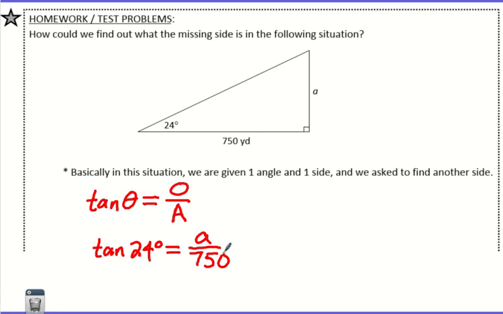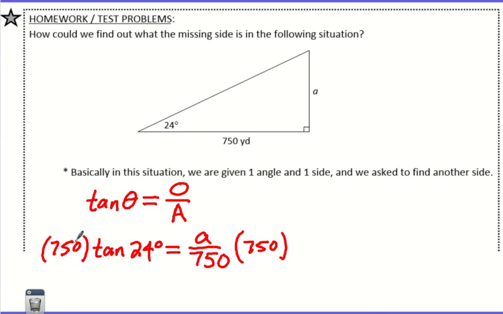If you want to think of this as a proportion, like tangent of 24 degrees over 1 and then cross multiply, whatever. But all we really need to do to get A by itself is multiply both sides by 750. And we're actually going to use a calculator to do this. It's the only way we're going to be able to do tangent of 24.